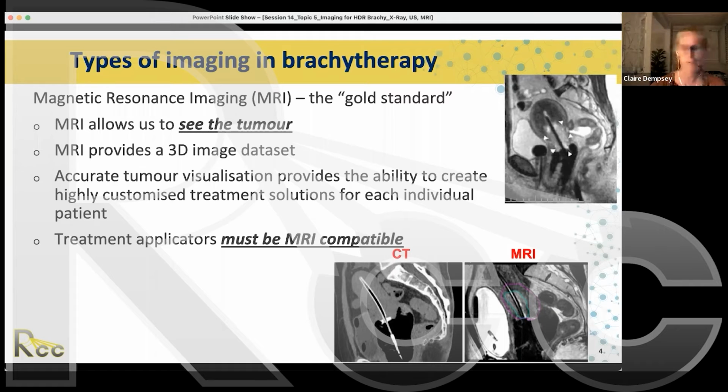Obviously, there's a whole bunch of safety issues you have to take into account with an MRI, particularly with those ferrous materials that could cause a lot of damage to a patient going through an MRI machine. So if you are going to transition into using MRI imaging for brachytherapy, you need to take a lot of care that everything that you put in the patient is MRI compatible and safe.